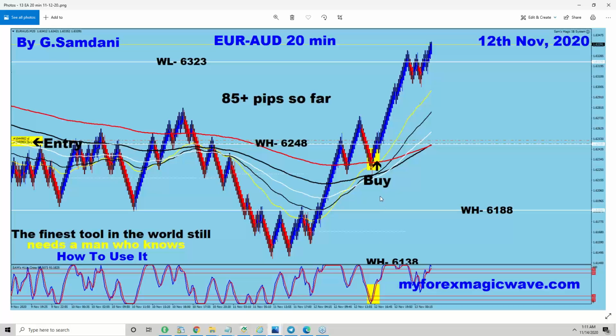Same setup, same entry. I do not make an entry without the setup. I have to have the setup here, right? Coming down, going up, whatever. And the level broke 62.48, went up straight to 63.23. Came out with 85 pip, nice and clean.